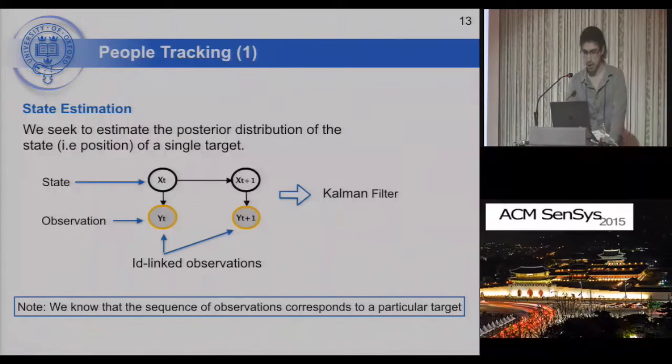Okay, so let's talk a little bit about state estimation. The problem here is to track a single target. We seek to estimate the posterior distribution of the state of a target, which can be the position. When we know that a particular sequence of measurements originates from the target of interest, we can use the graphical model shown here. Basically, we have the state, the position, and we're going to estimate the state using available observations. This graphical model is basically the Kalman filter, which we know very well, and we know that it's an optimal MSE estimator.